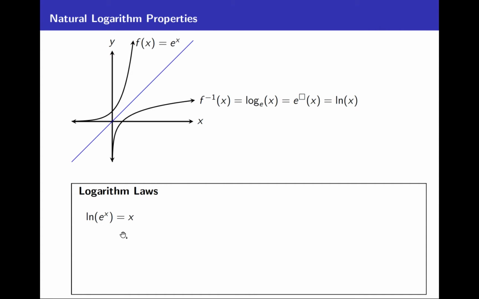ln of x equals ln of e to the x equals x. Really, this is just a reflection of the fact that ln is the inverse of e to the x. It's going to undo what e to the x does and give you x back.